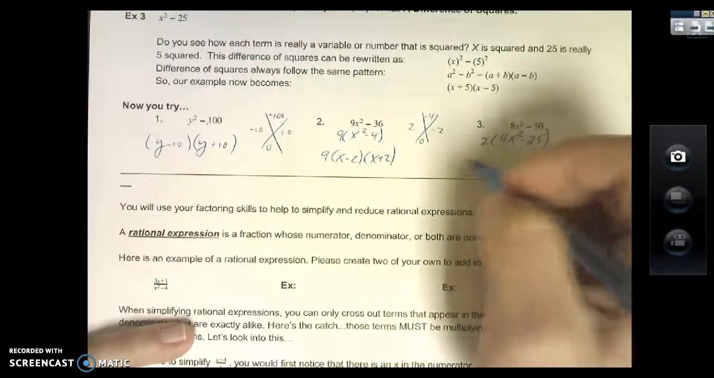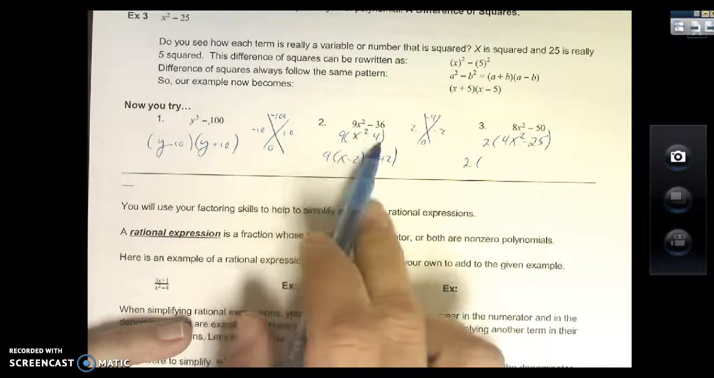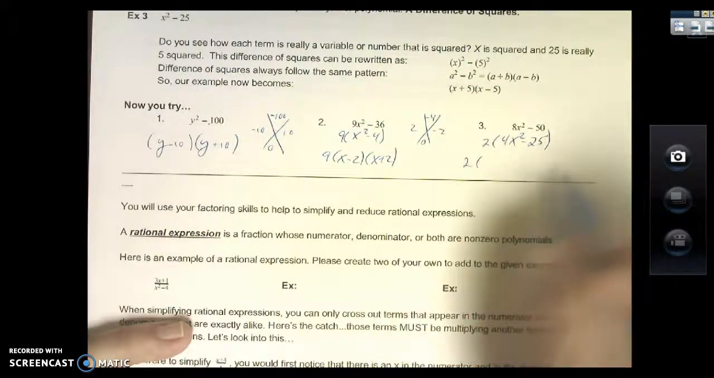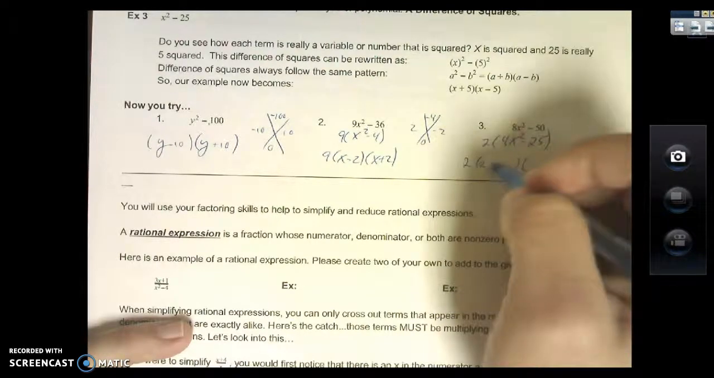Here's the little trick. If you run into something like this, you see how all these were perfect squares? The square root of 4 is 2 and 2. The square root of 100 is 10, 10. Ladies and gentlemen, what's the square root of 4? 2. So 2x and 2x.